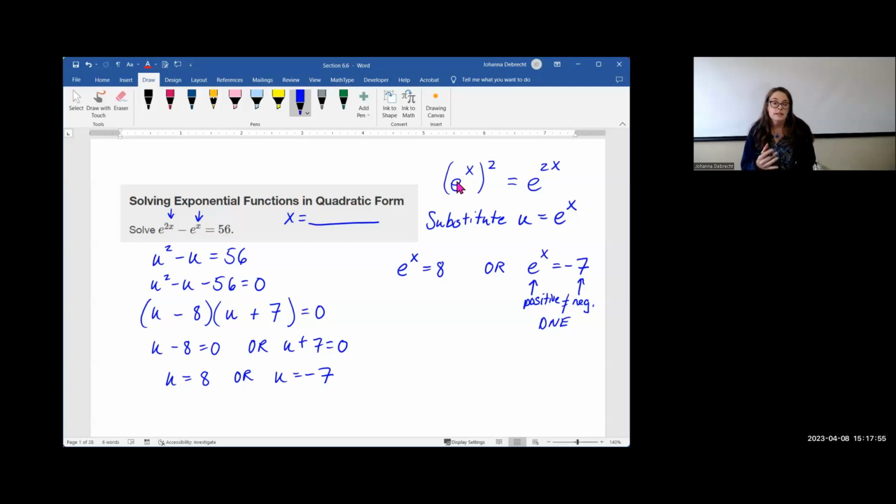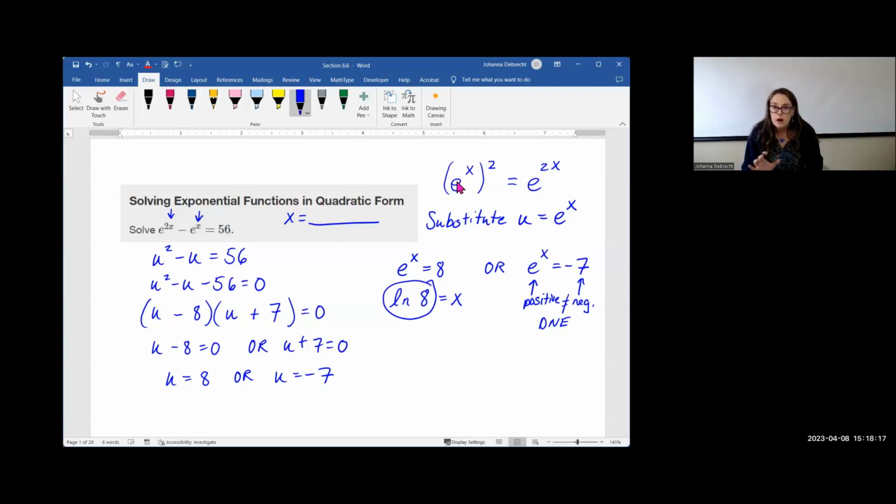Well, sure, I can switch forms and go to the logarithmic form, or I could take the natural log of both sides and use the power property to pull the x to the front. Either way, I have the natural log of the answer 8 equals the power x, and this is going to be the only solution to my problem.